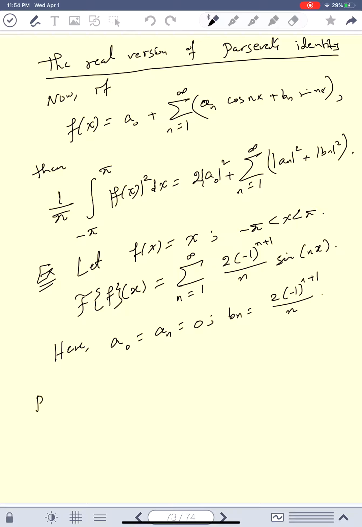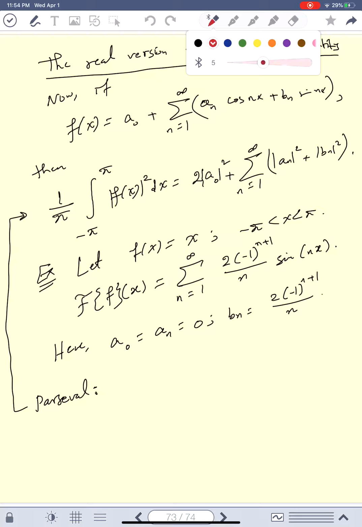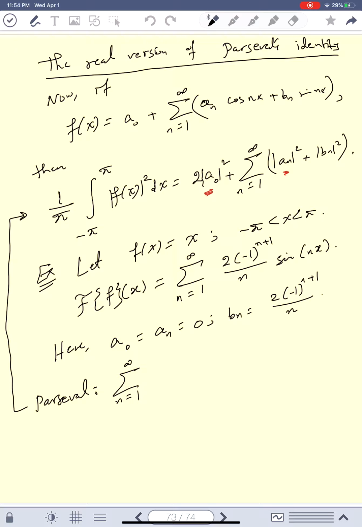So if you apply Parseval's identity, what does Parseval say? Parseval's identity says this thing, exactly. So if the A0 is 0 and the An is 0, then how do you read Parseval's identity? You will say, okay, the sum from 1 to infinity, absolute value of Bn squared is 1 over pi integral from minus pi to pi of x squared, right? That's it, because all the A's are zeros.